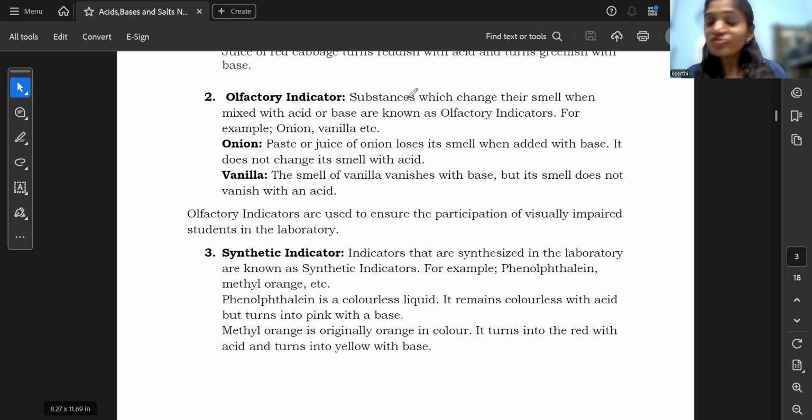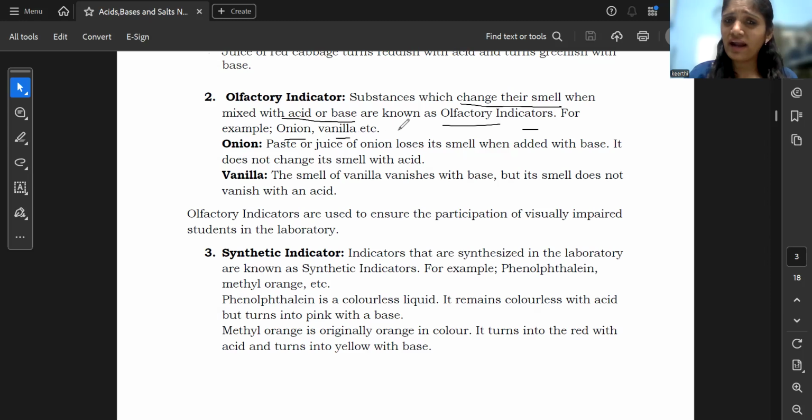Now what are the major olfactory indicators you have, and how do the olfactory indicators act? Please check here. Substances which change their smell when mixed with acid or base. What happens to the olfactory indicators? They change their smell. If you put acid, if you put base, there is some change in the smell. So they are called olfactory indicators. Now the major examples are what? Onion and vanilla. You can take one more example here, which is clove oil. I think it is mentioned in NCERT.